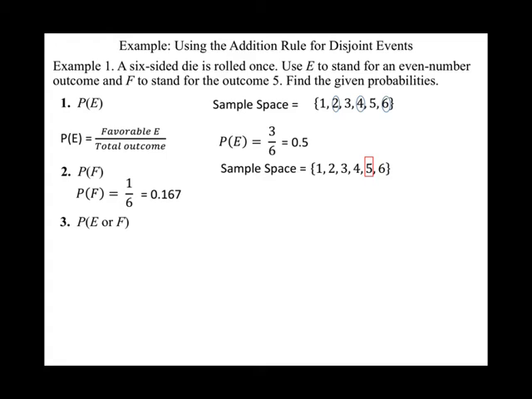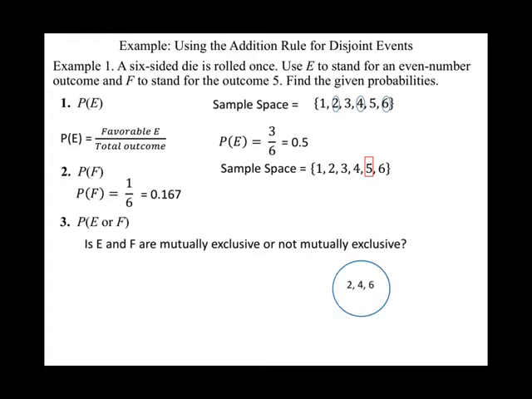Okay, number 3, probability E or F. When you see or, first think about whether these two events are mutually exclusive or not mutually exclusive. So E and F, is it mutually exclusive or not? Can they happen at the same time? Let me use a diagram to represent it. E means the even number, so 2, 4, and 6. And then F is talking about the outcome 5, right? I don't have a 5 here.